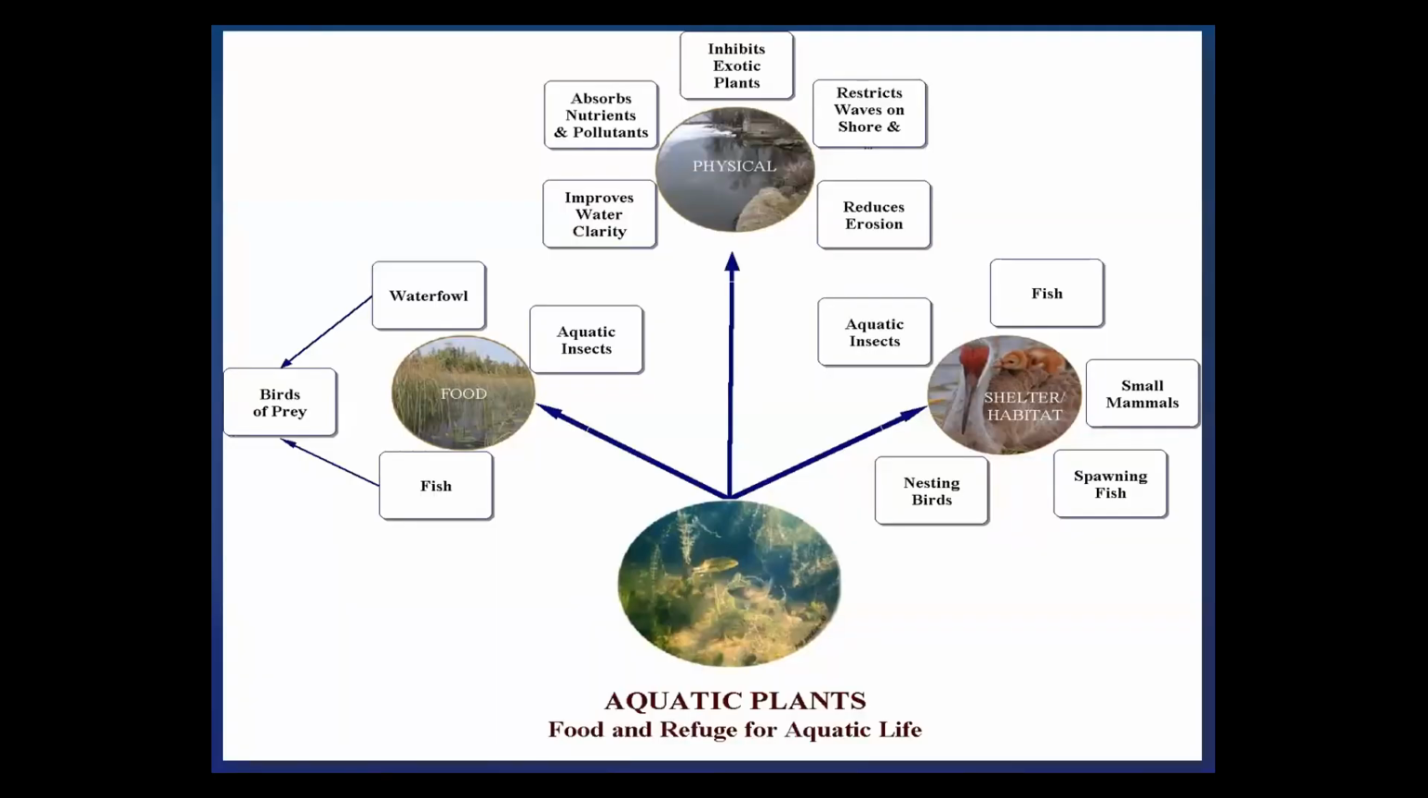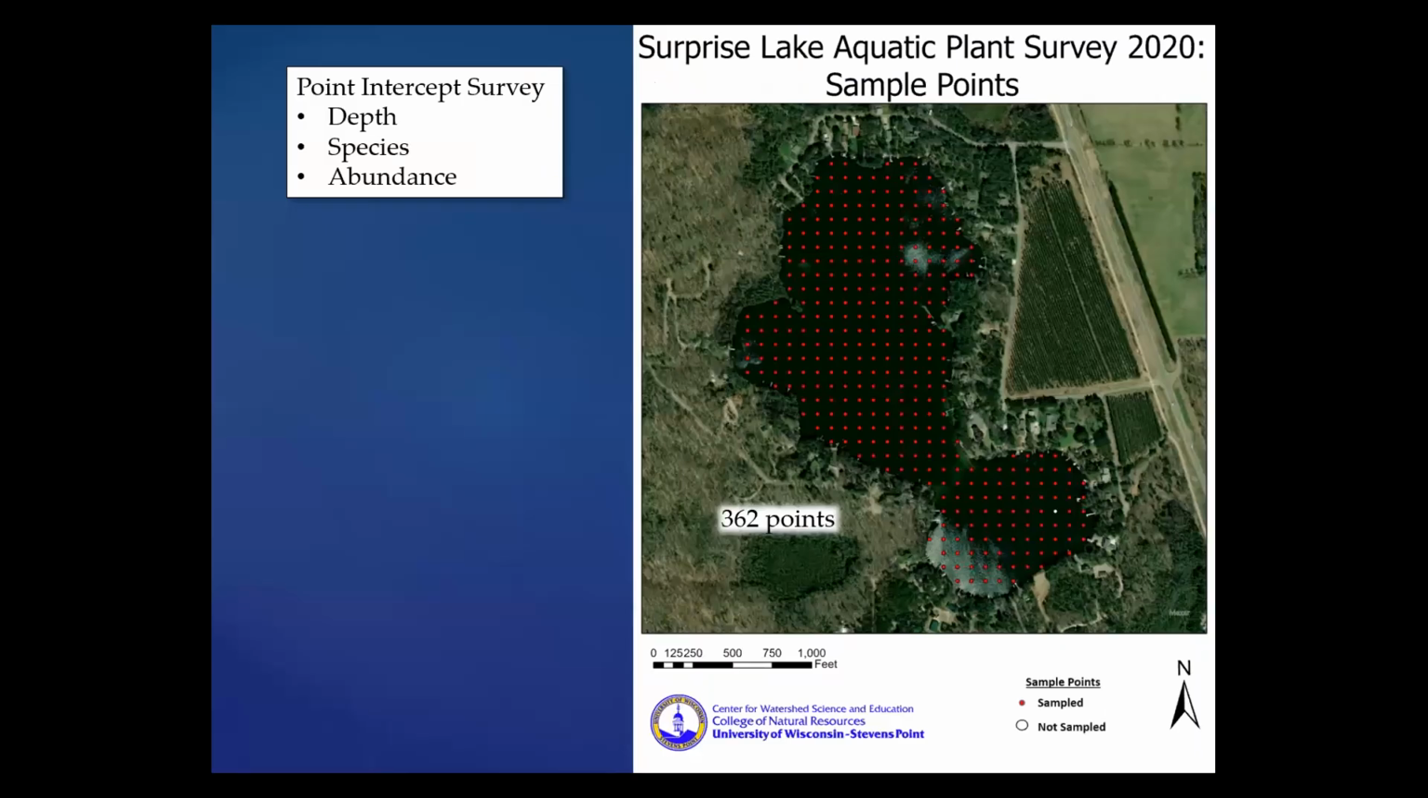Aquatic plants. This is another chapter in our lake plan here. Of course, aquatic plants are necessary. They're our food and shelter in the lake, right? And they're important to the system of the lake. And so we can evaluate these plants.